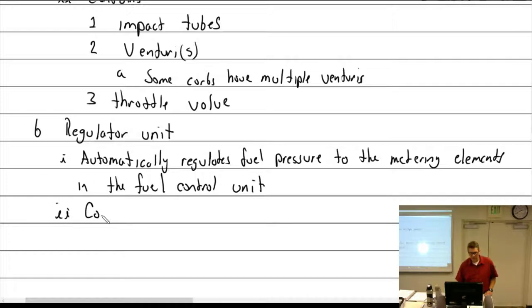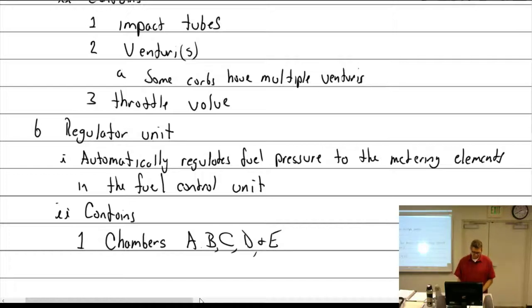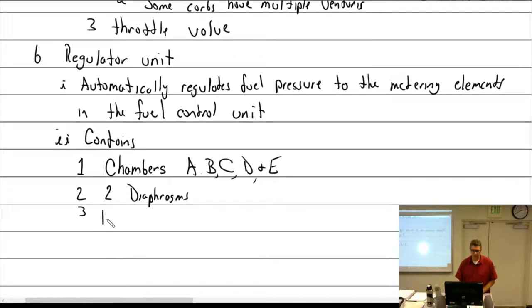It contains. Care to guess? Fuel? Yeah. A, B, C, D, and E, that whole thing we talked about. We have the two diaphragms. We have the poppet valve. Technically in that section, we've got the idle spring and some other stuff going on, but those are the big pieces.